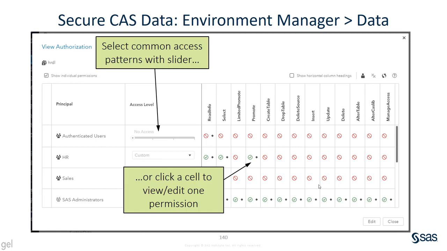We do get a nice feature in CAS that we don't get in general. We get a little slider here, which has common access patterns. So there's three choices. I think it's read, write, and full control, if I remember correctly. If you drag your slider to read, your icons will change to reflect the read pattern here. If you drag it to write, the icons will change to reflect the write pattern there. Or you can click on the individual cells to apply it just like you did in the general authorization system.